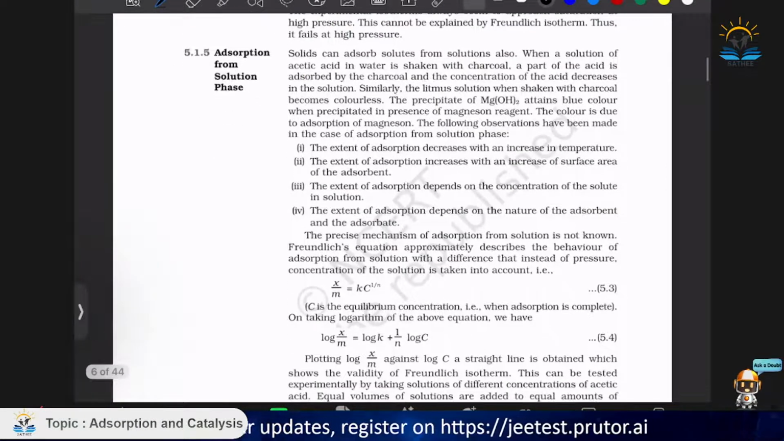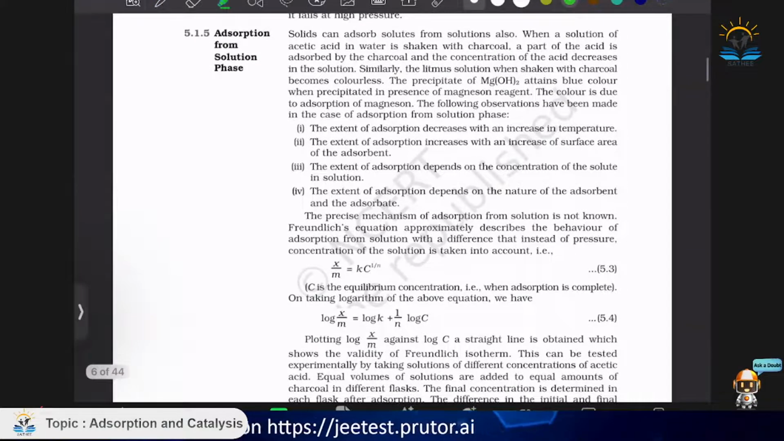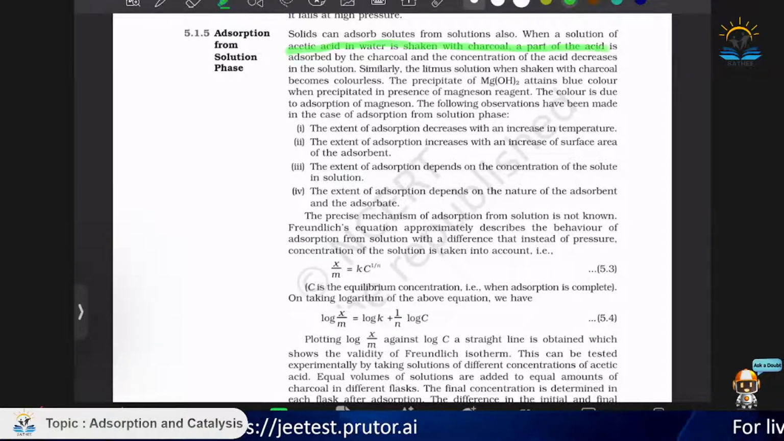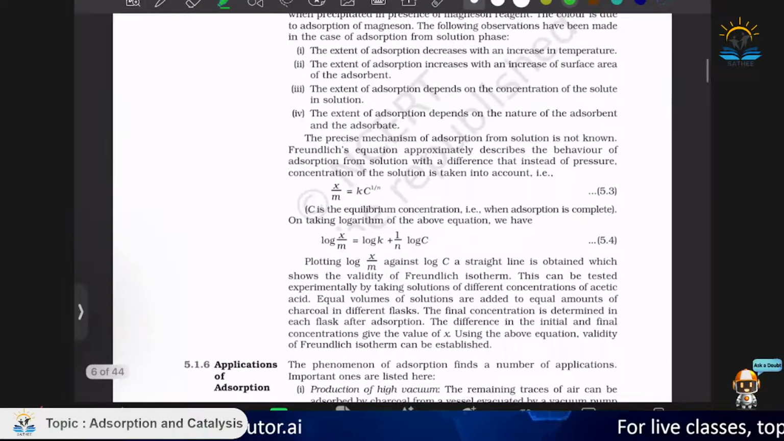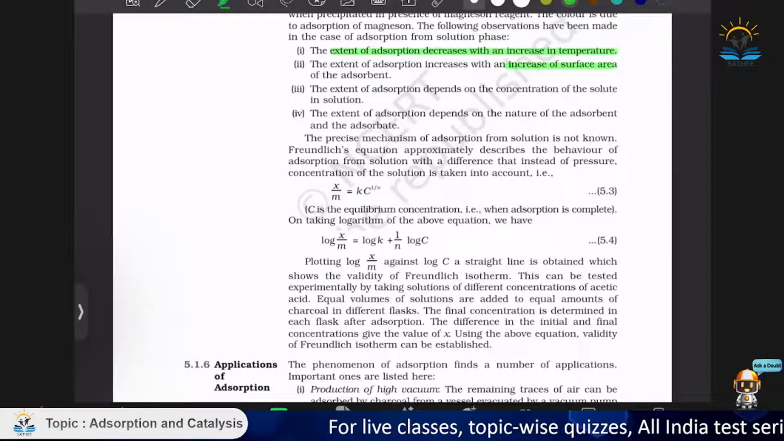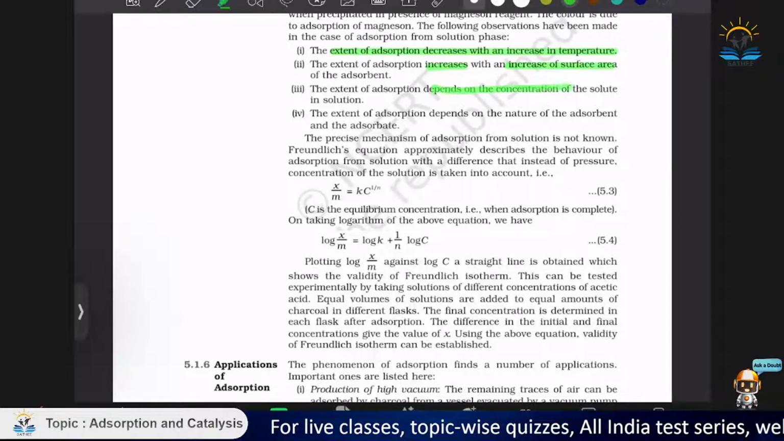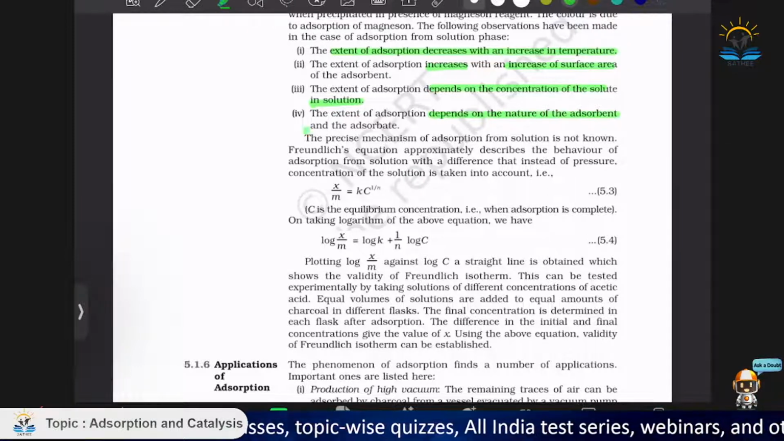Solids can adsorb solutes from solution also. This is called adsorption from solution phase. Example is acetic acid in water shaken with charcoal. Part of the acid is adsorbed. Now, observations. The extent of adsorption decreases with increase in temperature. Again, temperature increases, adsorption decreases. Now, again, it increases with increase of surface area. It depends on the concentration of solute in the solution and depends on the nature of both.